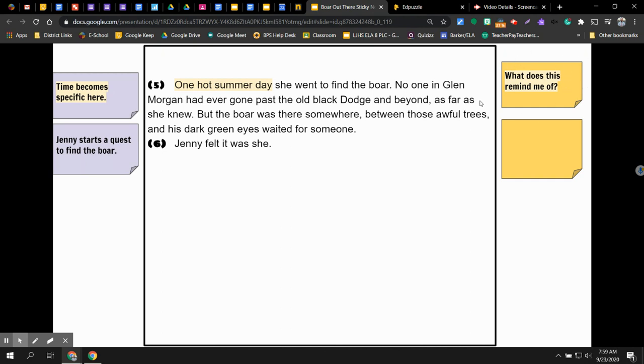So I have the question here, what's this remind me of? What kind of story does this passage sound like? What kind of beginning does this passage sound like? Maybe something you read as a child. Go.